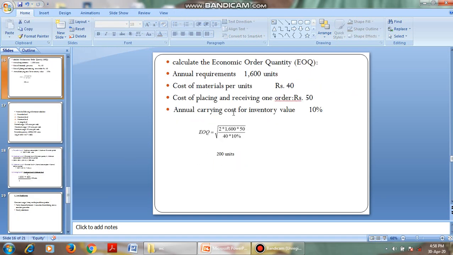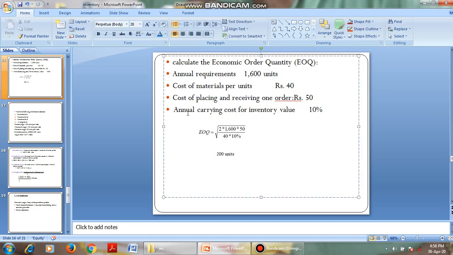Here also the same. Annual requirement is 16,000 units. Cost of material per unit is 40 rupees. Cost of placing and receiving, that is, ordering cost, is 50 rupees. Annual carrying cost is 10% of the cost of material per unit.